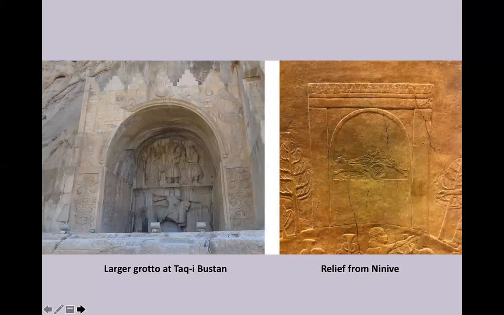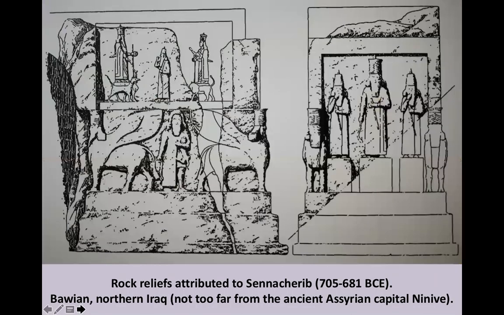Maybe it was never decorated, but it's important to keep in mind this division on 2 levels, because I think that it's exactly what we have in Taq-i Bustan. Next slide, please. And this is why I think that the separation of levels is very important, because not far from Nineveh, still in Iraq, we have this monument. And it's the same monument. On one side, we have something, and on the other side, we have something else.